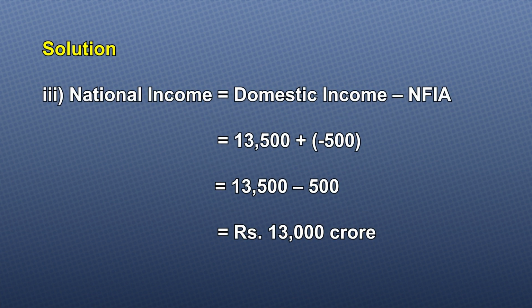Third, national income is equal to domestic income plus NFIA. In this question, the value of NFIA is negative. It means in the economy, factor income received from abroad is less than the factor income paid to abroad. Then national income is equal to 13,500 plus minus 500. So, the value will be 13,500 minus 500. So, national income is equal to 13,000 crores.